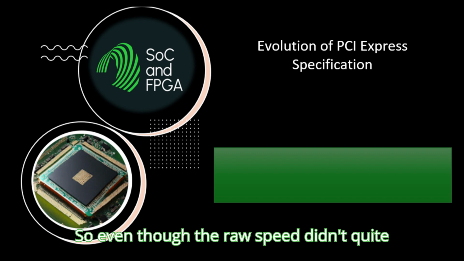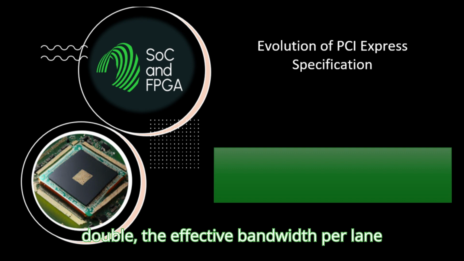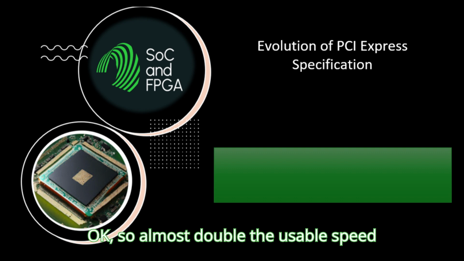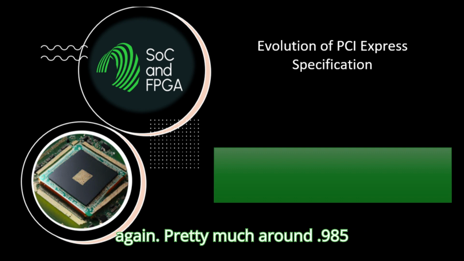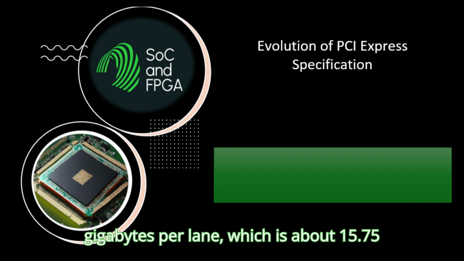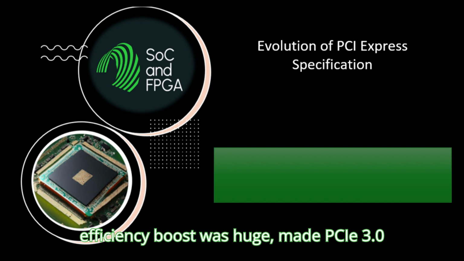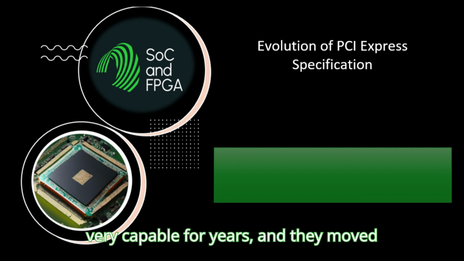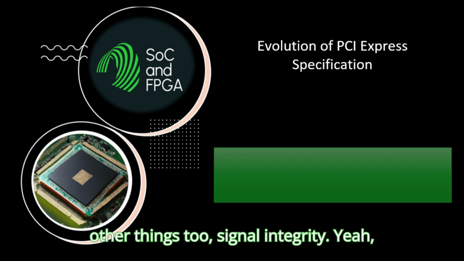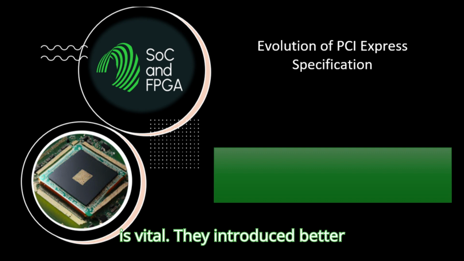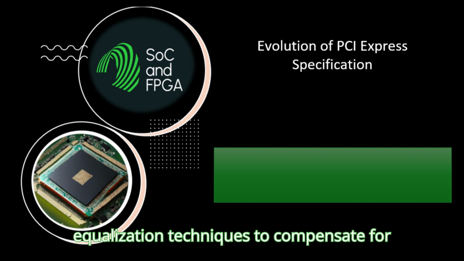So even though the raw speed didn't quite double, the effective bandwidth per lane jumped to nearly 1 gigabyte per second. Wow, okay, so almost double the usable speed again. Pretty much, around 0.985 gigabytes per lane, which is about 15.75 gigabytes for an x16 slot. That efficiency boost was huge, made PCIe 3.0 very capable for years. And they improved other things too, like signal integrity. Yeah, as speeds climb, keeping the signal clean is vital. They introduced better equalization techniques to compensate for signal loss.